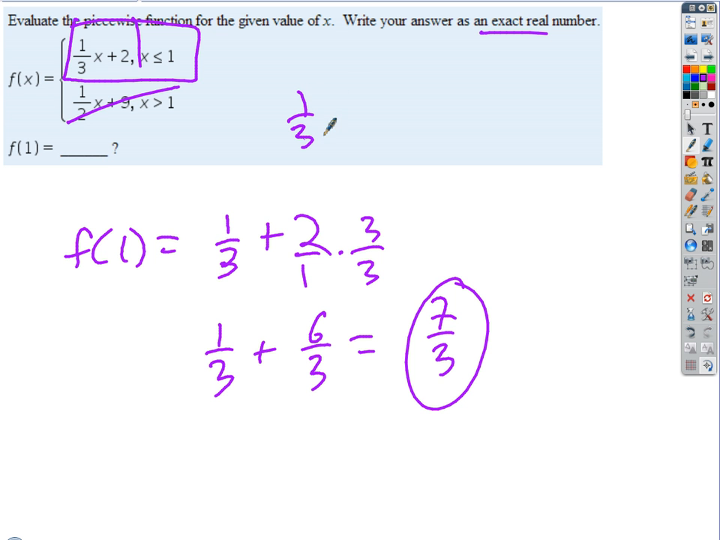Another way to do it. 1/3 plus 2 as a mixed number is just 2 and 1/3, right? How do I turn a mixed number into an improper fraction? Yeah, good. I take the number out front, multiply by the bottom, and add the top to get the numerator. So 2 times 3 is 6, plus 1 is 7 over 3. Okay? Which way is better? I kind of like this one too. When you can do it, it's convenient.